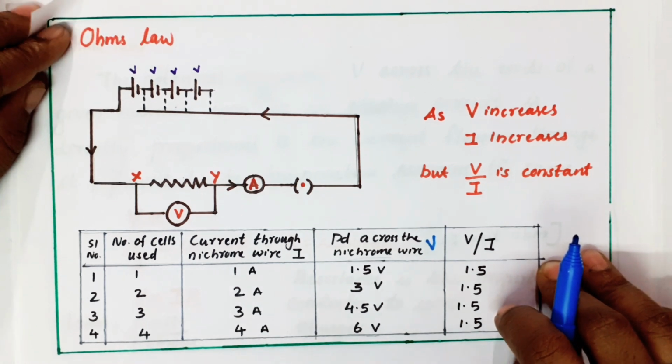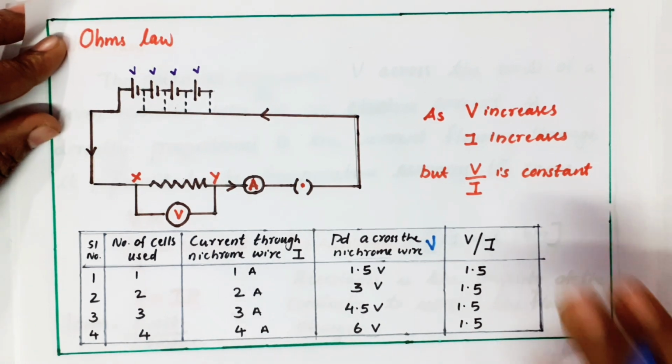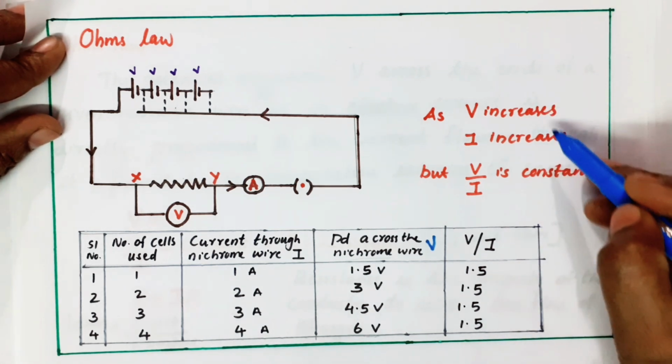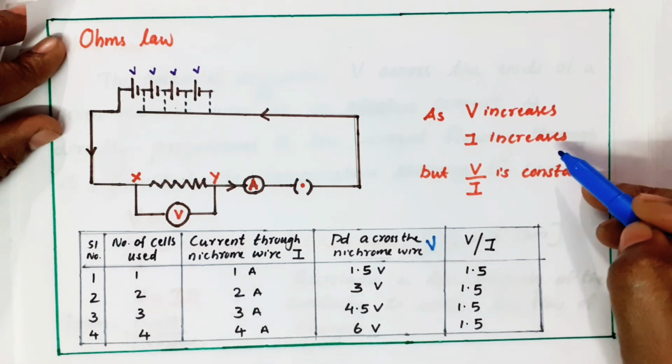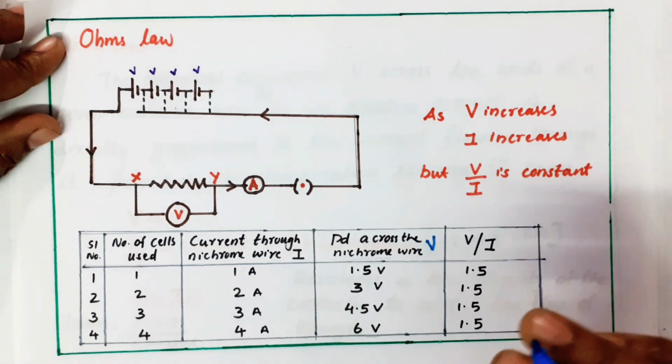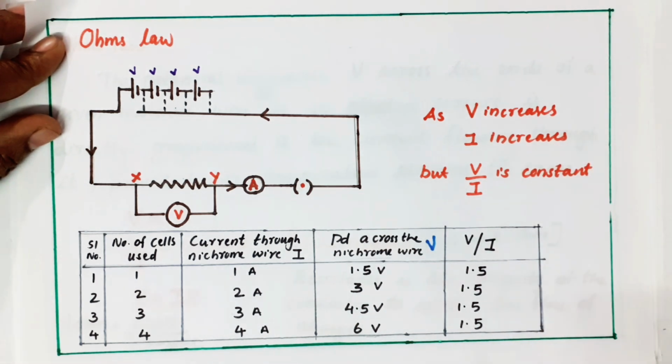So this is an experiment I did. Okay, 1 cell, 2 cell, 3 cell and 4 cell. So I found as the number of cells increasing, voltage is increasing as well as current is increasing. But the term V by I is coming as a constant value. That you should remember.